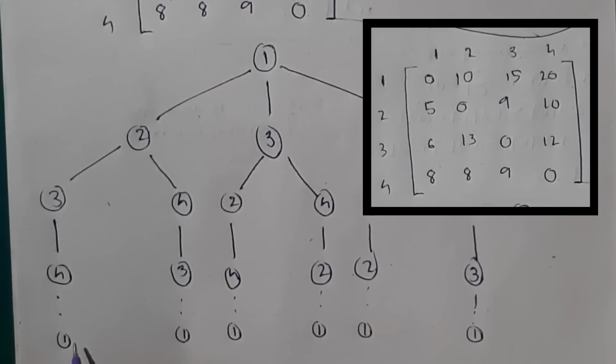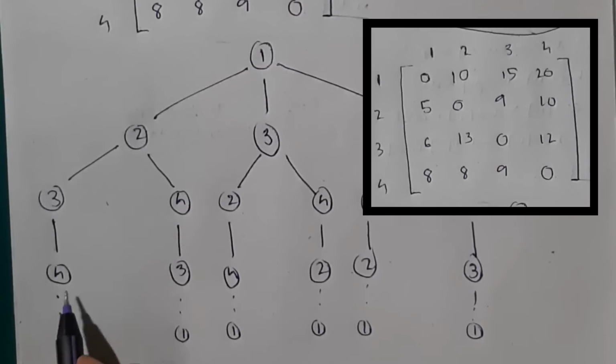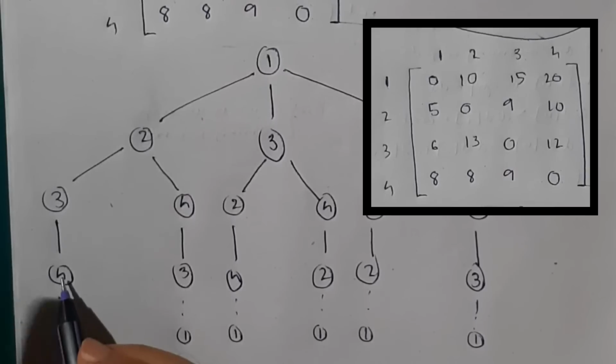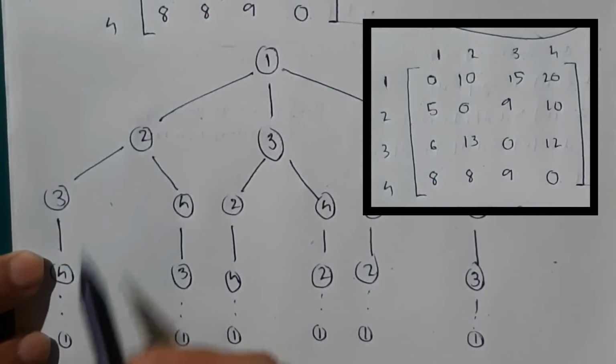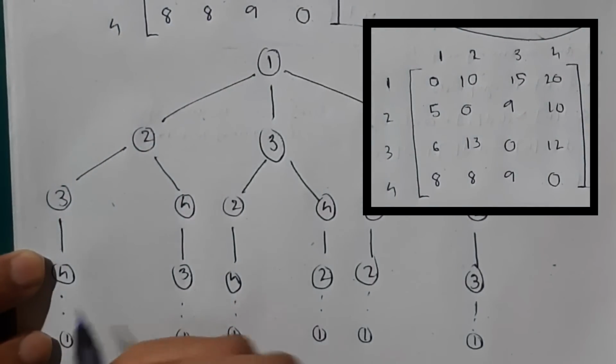We'll be starting from the bottom. At last he has to reach the same city. So he has reached the same city in this case from 4. What is the cost of reaching from 4 to 1? 4 to 1 is 8. So traveling this costs him 8 units.